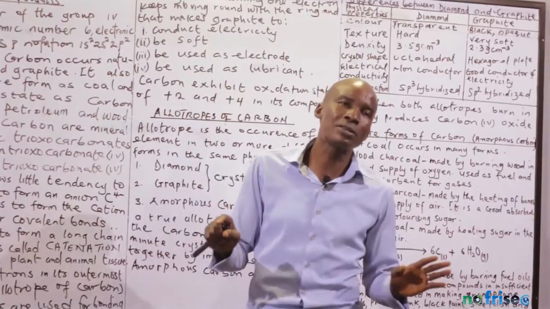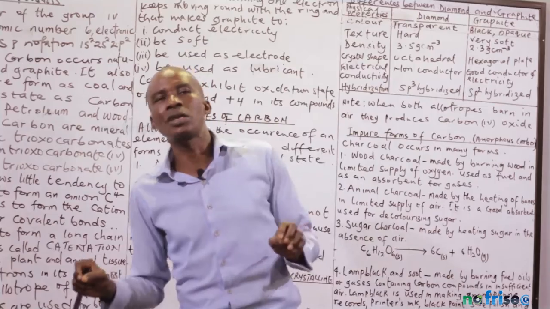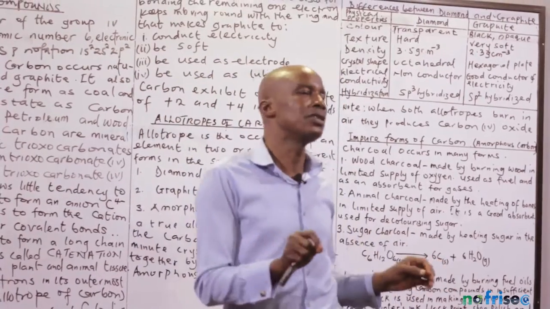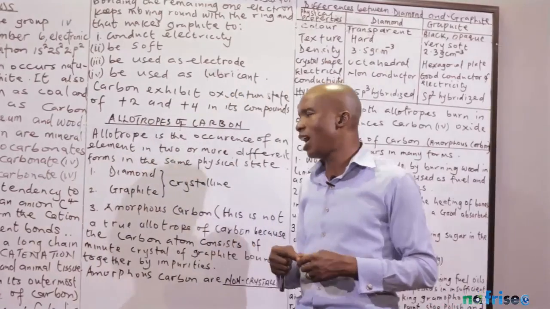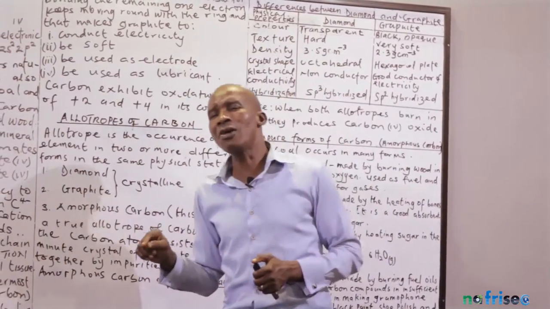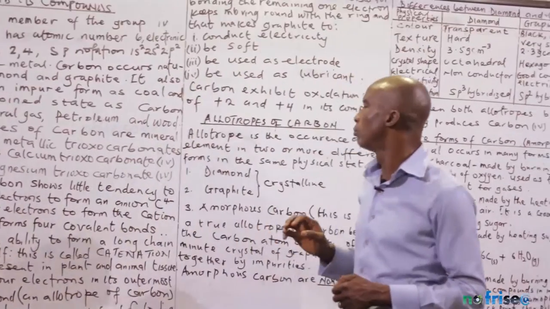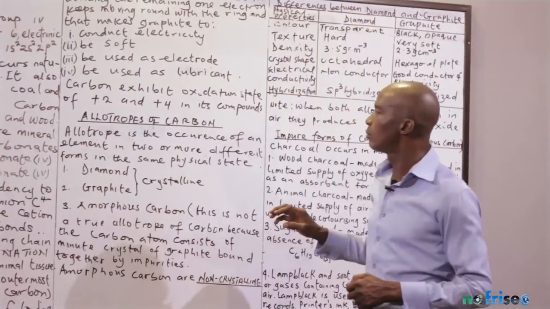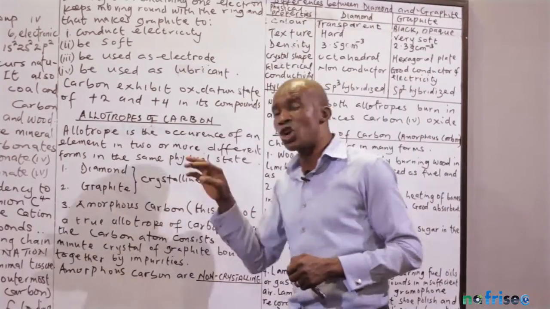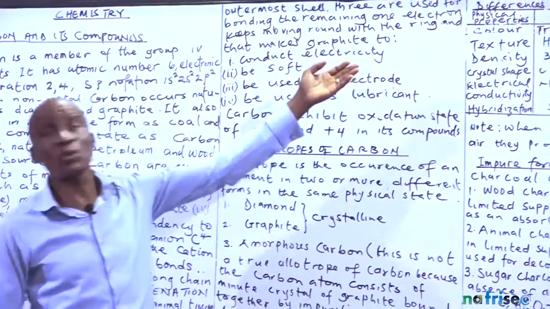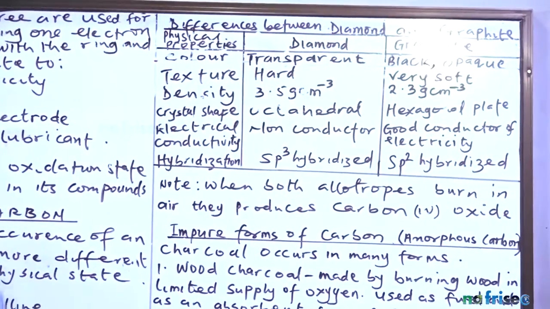So amorphous carbon is not a true allotrope of carbon because it contains minute crystals of graphite laced with some impurities. However, diamond and graphite are crystalline forms of carbon, while amorphous carbon is a non-crystalline form. Let's look at the differences between diamond and graphite.